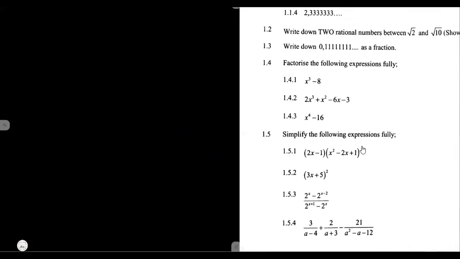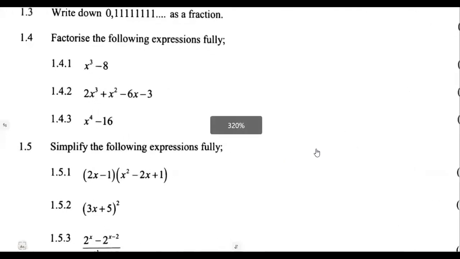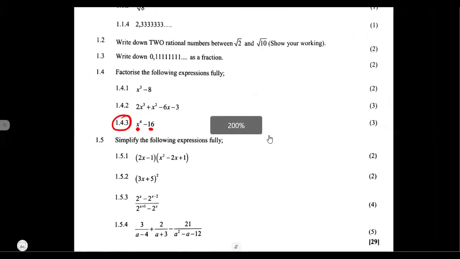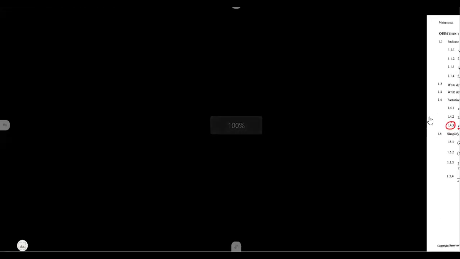Anyways, guys, let us see another part, which is 1.43. Again, it is to factorize x to the exponent of 4 minus 16. All right, let's see what we are given there. So if you are to consider this question, guys, no problem. That's 1.43. x to the exponent of 4 minus 16.